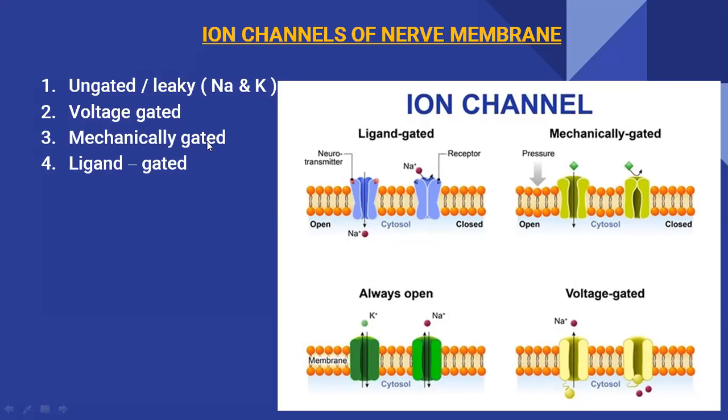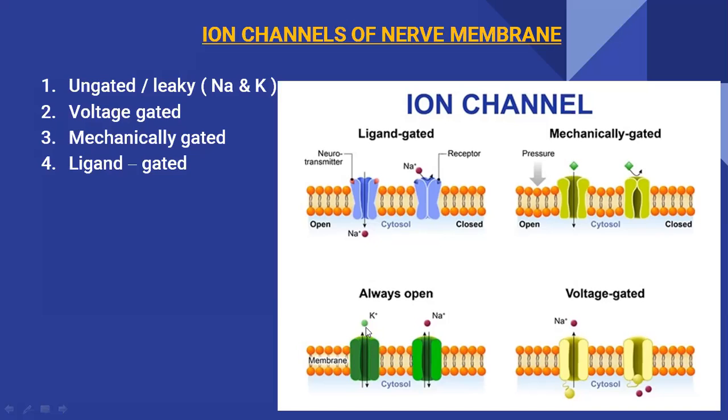Mechanically gated ion channels are present on the receptors of our sensory organs. Voltage gated channels are present on all neurons. All types of neurons will have voltage gated channels, and all types of neurons will have these ungated, or leaky, channels. Ungated leaky channels will be open all the time.